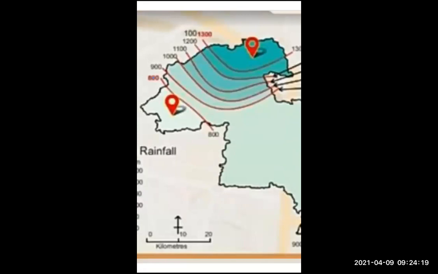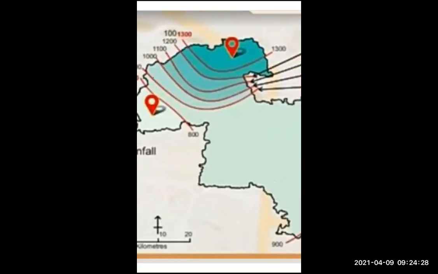Next is, in which direction rainfall is decreasing? Yeah, exactly correct. If the rainfall is increasing in north direction, the rainfall is decreasing in south direction.